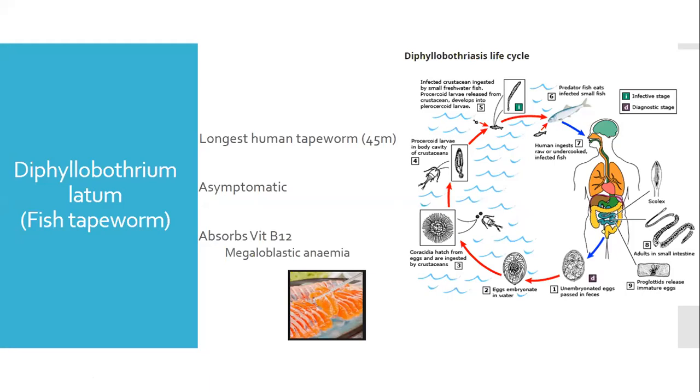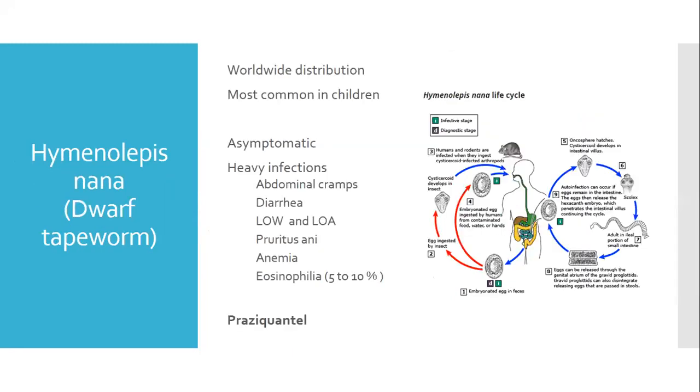The one important thing about the fish tapeworm is that it absorbs vitamin B12. As a result, you can get a significant vitamin B12 deficiency and have megaloblastic anemia. So yeah, moral of the story, stay away from sushi. So our last intestinal helminth would be H. nana, or the dwarf tapeworm. As it says, it is the smallest tapeworm, and it enjoys a worldwide distribution, predominantly in children.